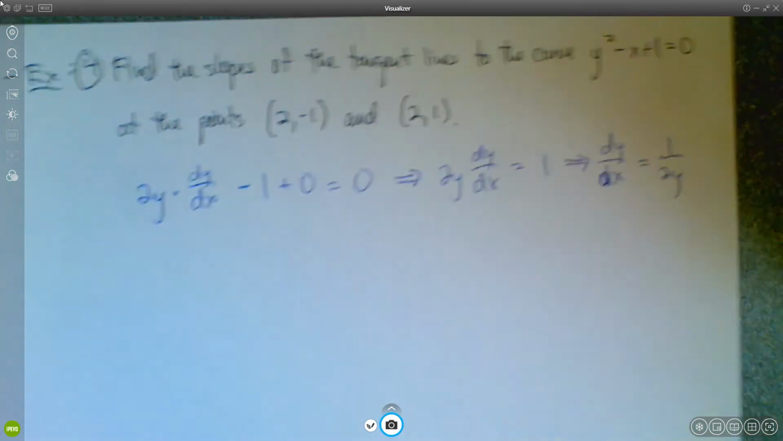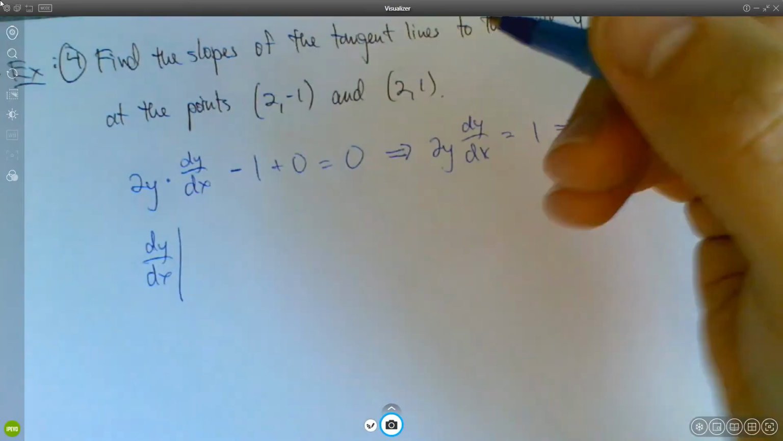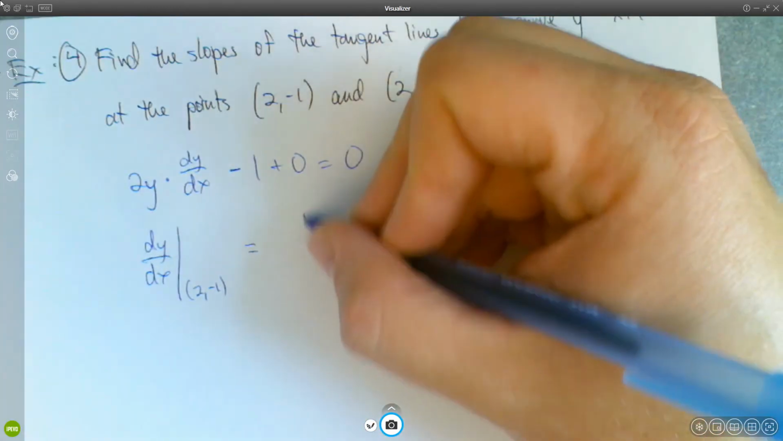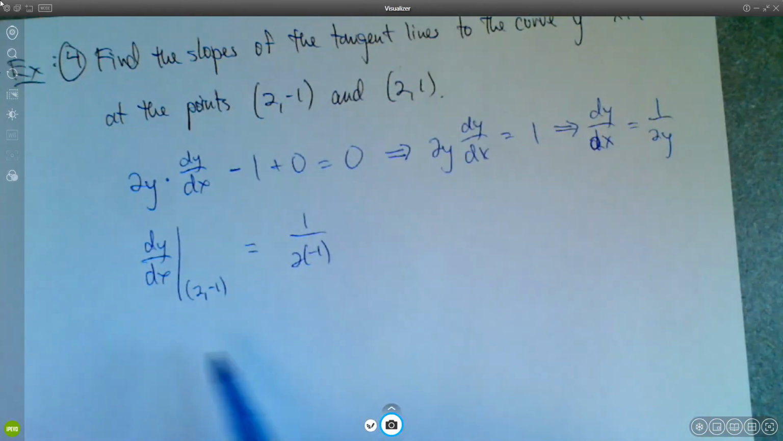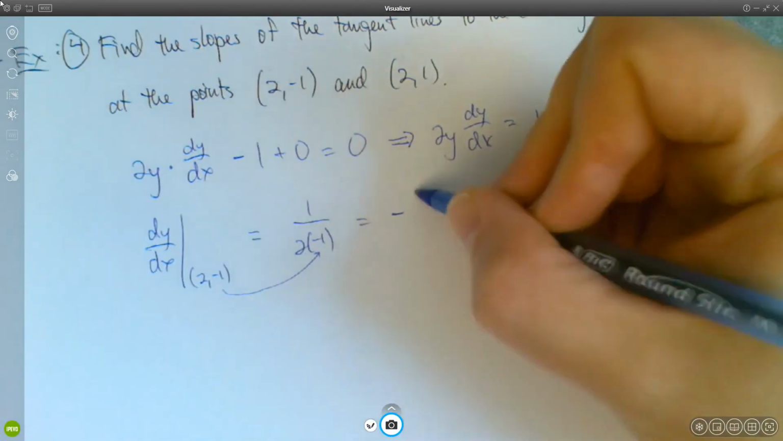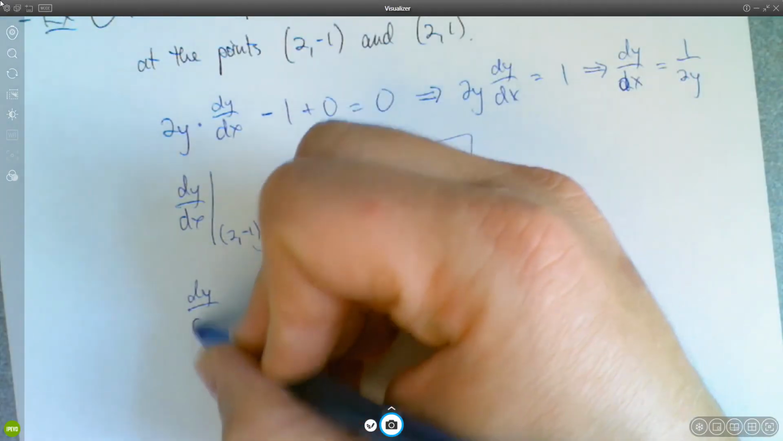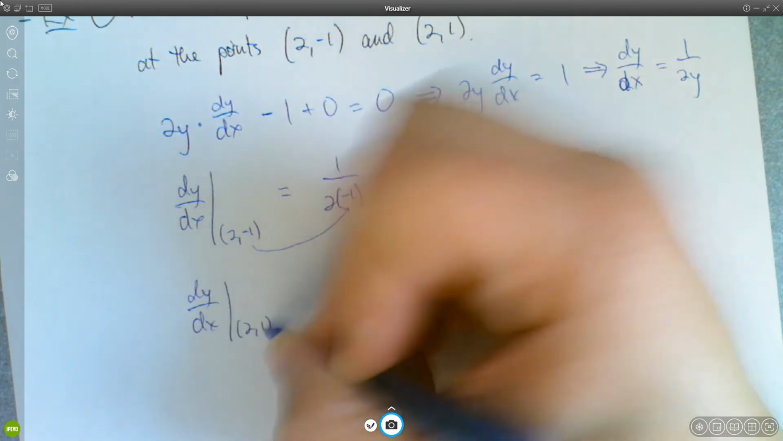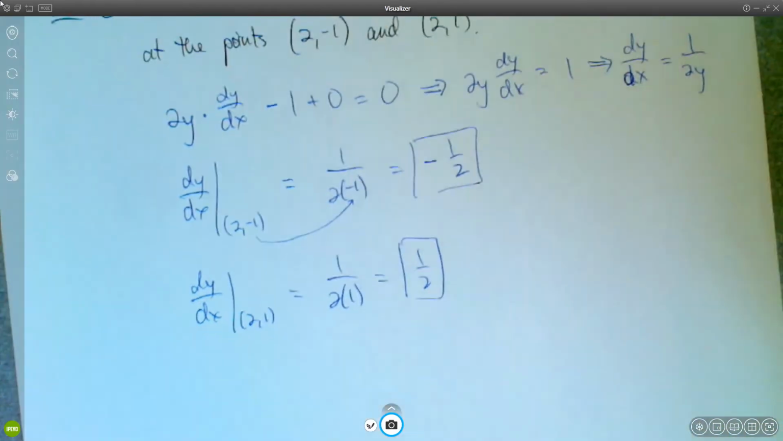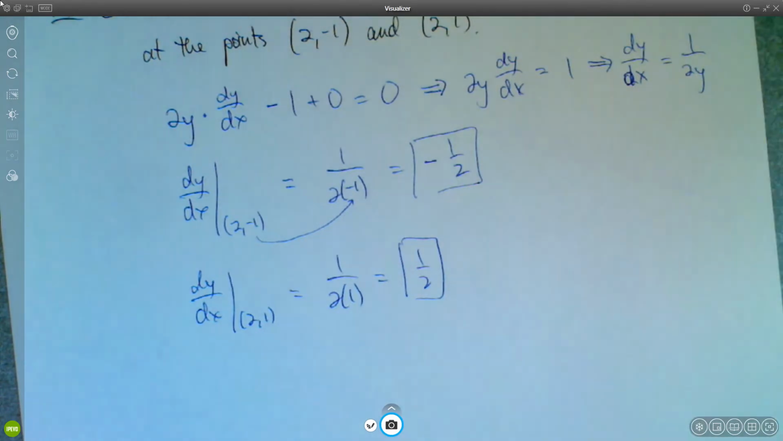Anyway, so dy/dx evaluated at the point (2, negative 1) is going to be 1 over 2 times negative 1, right? I'm just plugging in y. So that's negative 1/2. And then dy/dx evaluated at (2, positive 1) is going to be 1 over 2 times 1, which is positive 1/2. Okay, and that's that one.